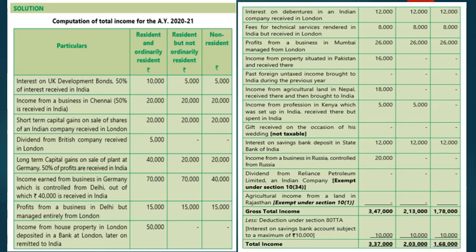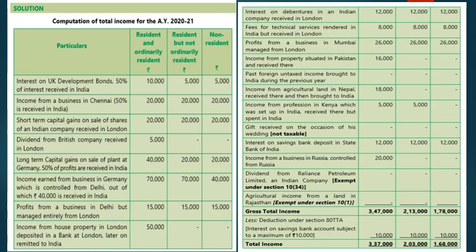Income from agricultural land in Nepal received there and then brought to India. Agricultural income is actually exempted if it is in India. It is from Nepal, that is why it is taxable to the residents, the ordinary resident.